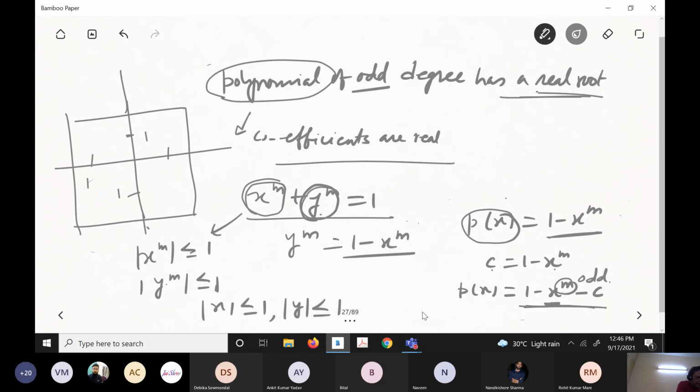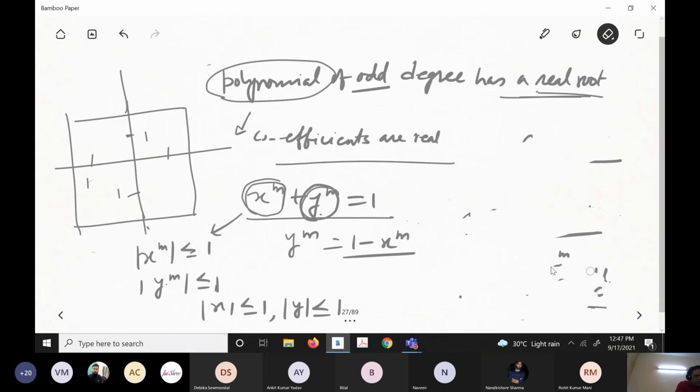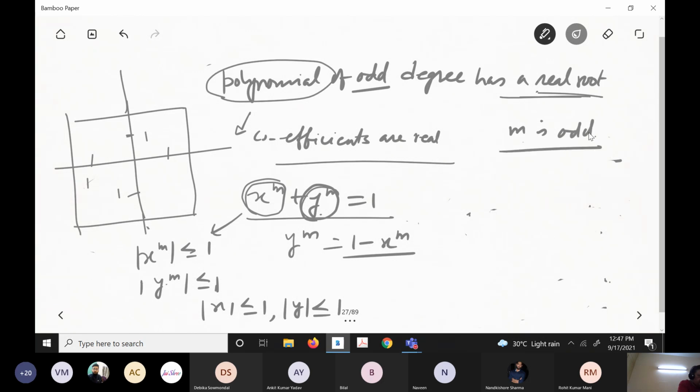Then can I have this thing? When will I have this thing? Okay, let me write it a bit easier way. So let me write it a bit easier. Now suppose you choose any x, m is odd. Suppose m is odd, okay, and consider this polynomial.